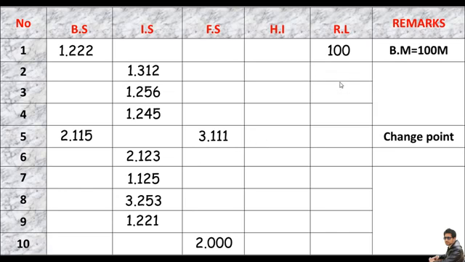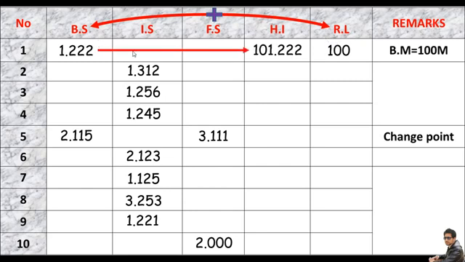To calculate the RL of these points, we need the HI. And to calculate the HI, we add the RL and the backsight. This is quite simple. Adding the RL and backsight, you must get 101.222. You can also write in the remarks that HI is always equal to RL plus backsight.